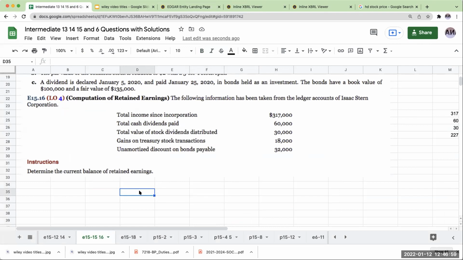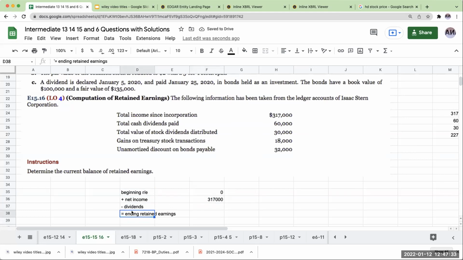Let's just recap really quickly. With retained earnings, if we had a statement of retained earnings, we'd have beginning retained earnings, plus net income, minus dividends, and then this would give us our ending retained earnings. There also can be error adjustments and the like. So there's no beginning retained earnings, and my net income is 317,000.